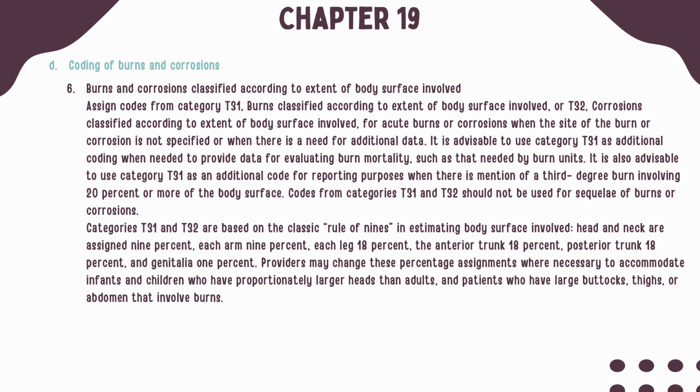The head and neck are assigned 9%. Each arm is 9%. Each leg is 18%. The anterior trunk, meaning the chest or the abdomen, is 18%. The posterior trunk, also known as the back, is 18%. And then the genitalia are 1%. Together, these total 100% of body surface area. However, these values can change when necessary to accommodate children and individuals who have proportionately larger heads, buttocks, thighs, and abdomens that involve burns.